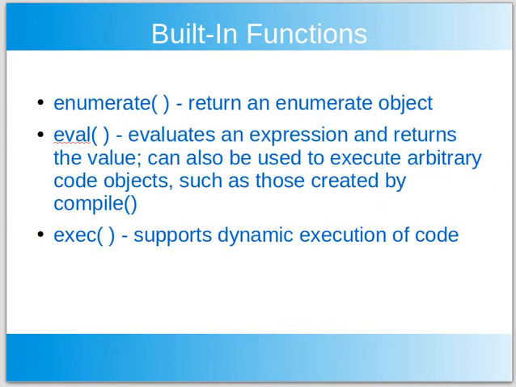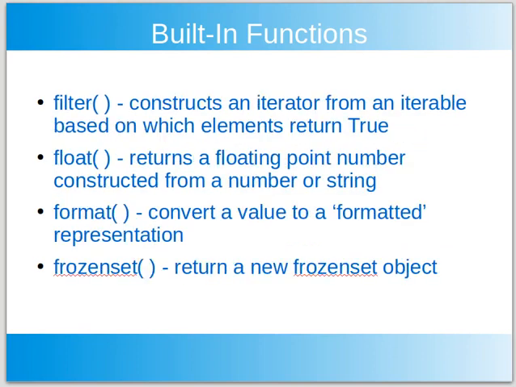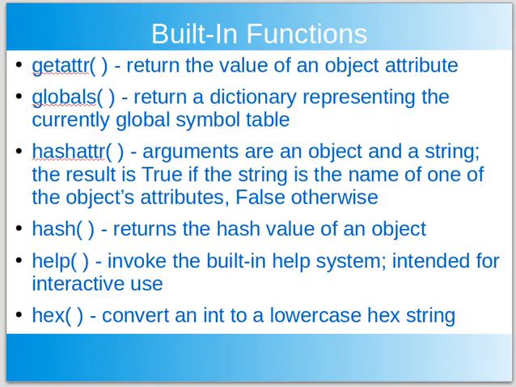Enumerate returns an enumerate object. Eval evaluates an expression and returns the value. Can also be used to execute arbitrary code objects, such as those created by compile. Exec supports dynamic execution of code. Filter constructs an iterator from an iterable based on which elements return true. Float returns a floating point number constructed from a number or string. Format converts a value to a formatted representation. Frozenset returns a new frozenset object. Getattr returns the value of an object's attribute.